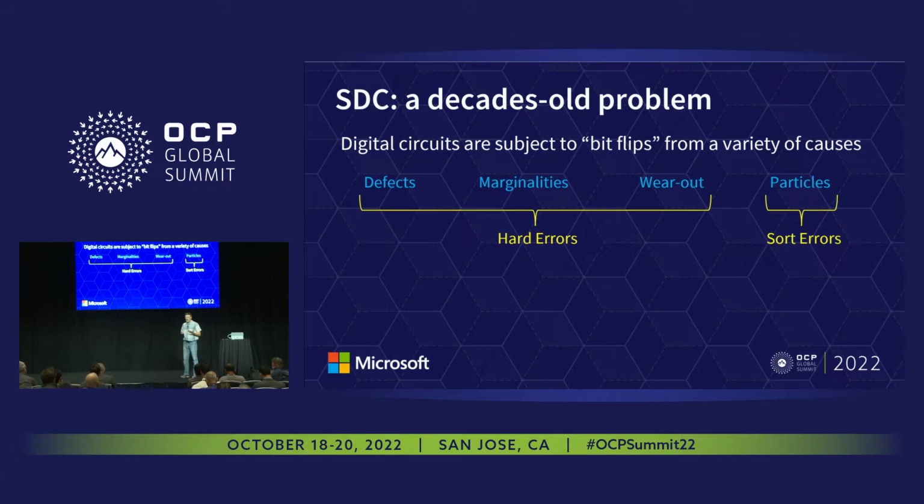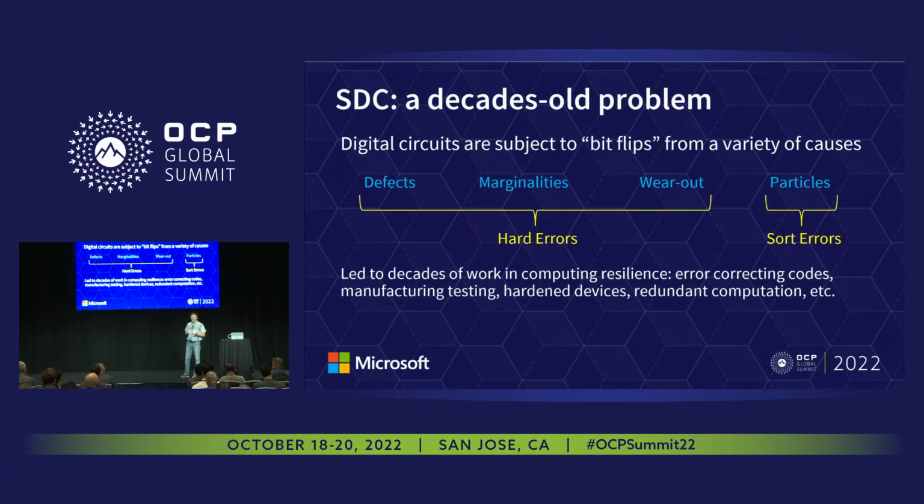So, the realization that these things were possible led to decades of work, dating back to at least the 1950s, in computing resilience. So these are things like error-correcting codes and manufacturing testing and design for test and hardening devices and using redundant computation. All of this stuff happened for decades, and generation over generation, when we're designing new CPUs, we're designing for resilience. So it sounds like it's sort of a solved problem. So what happened? Why are we talking about it again?